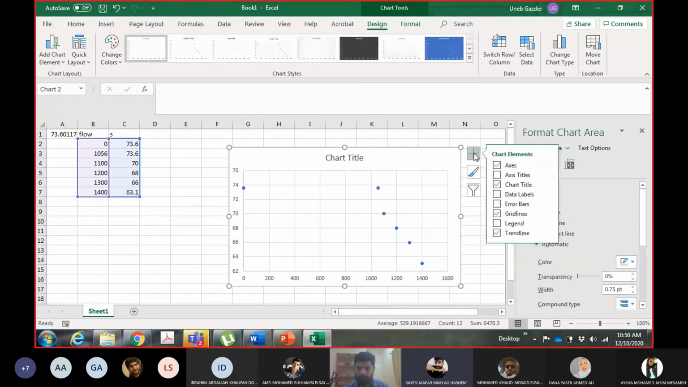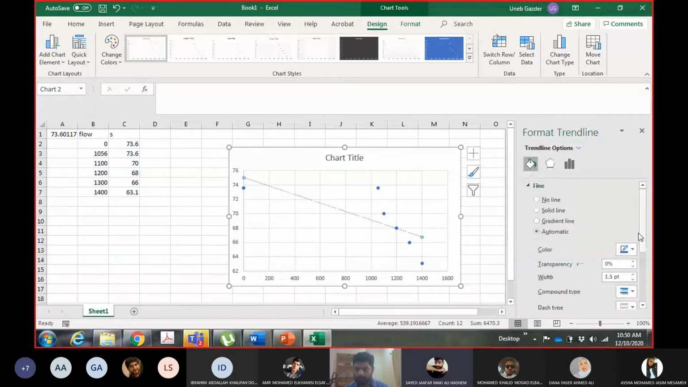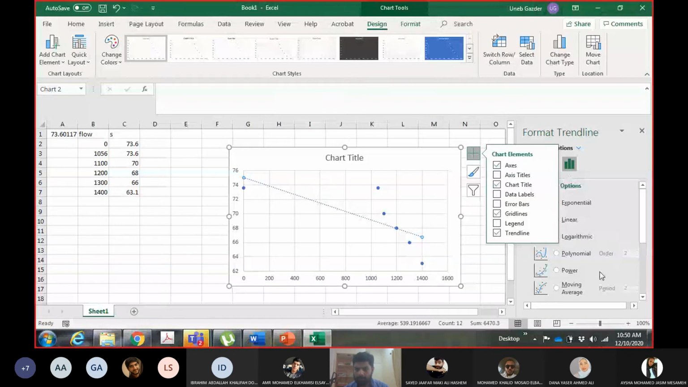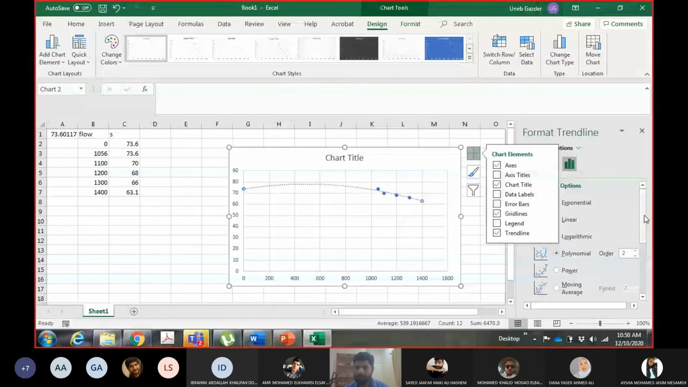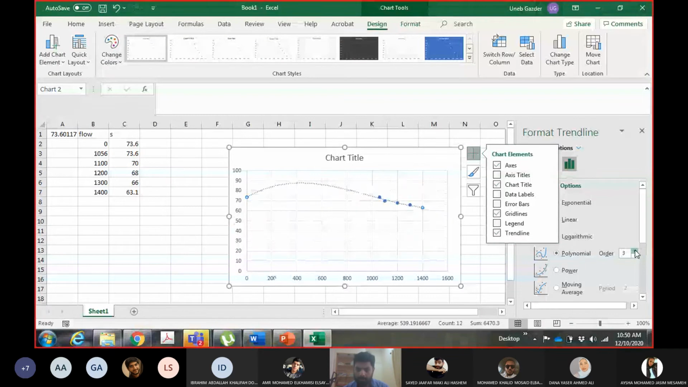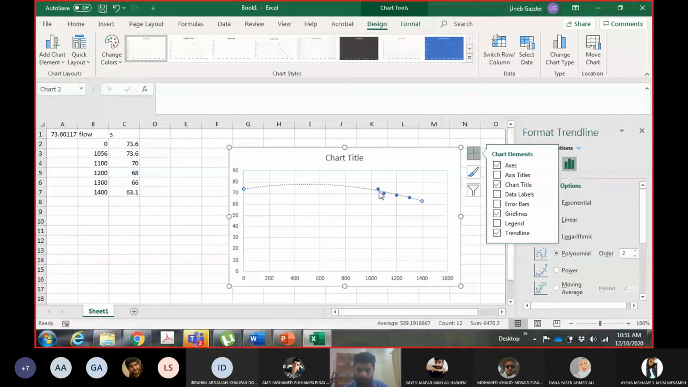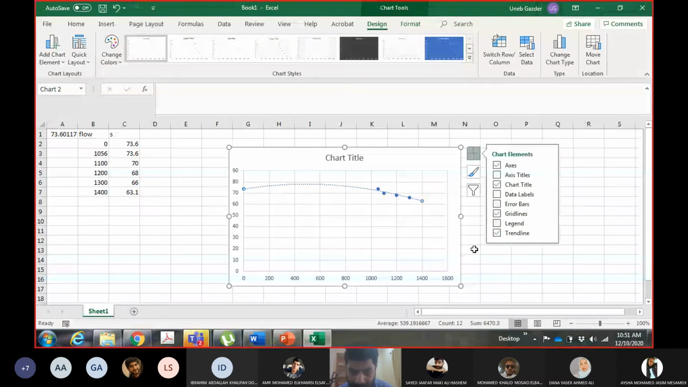Check polynomial. Where is polynomial? At the trend line, more options. Yeah, this is what I'm trying to do, my friend. Polynomial, okay. So this is something like this. If you draw it using your hand, it will be better, I think.